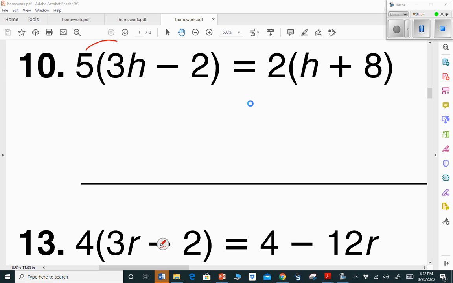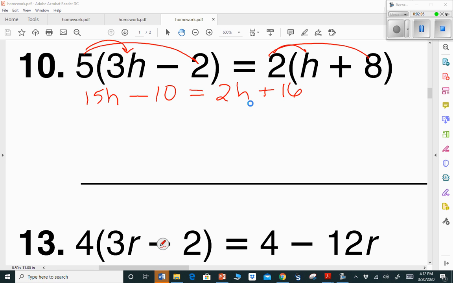Distribute this 5 to the 3h. It means 5 times 3h is 15h. This minus is going to basically end up coming down. And then distribute the 5 to the 2. 5 times 2 is 10. Okay, now we're done with the parentheses over there. 2 times h is 2h, plus 2 times 8 is 16. And now we've gotten rid of the parentheses there too.